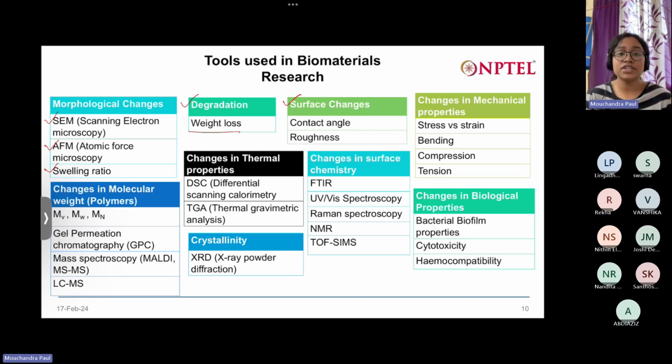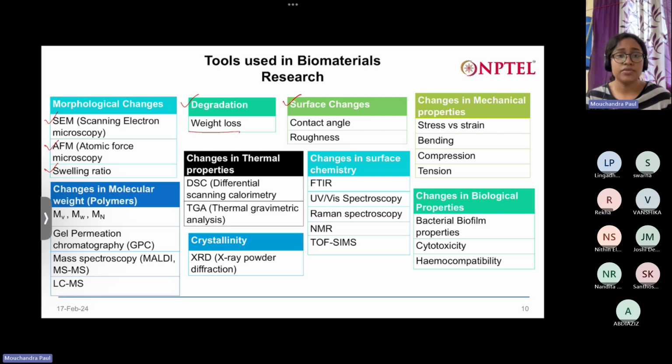So these are surface changes and the techniques through which we understand how the surface is changed. Then mechanical properties: how the mechanical property of a material is changed with respect to a continuous stress and strain being applied to the material, in the form of maybe compression or tension or bending. Then how the performance of the material is declining. So that we characterize.